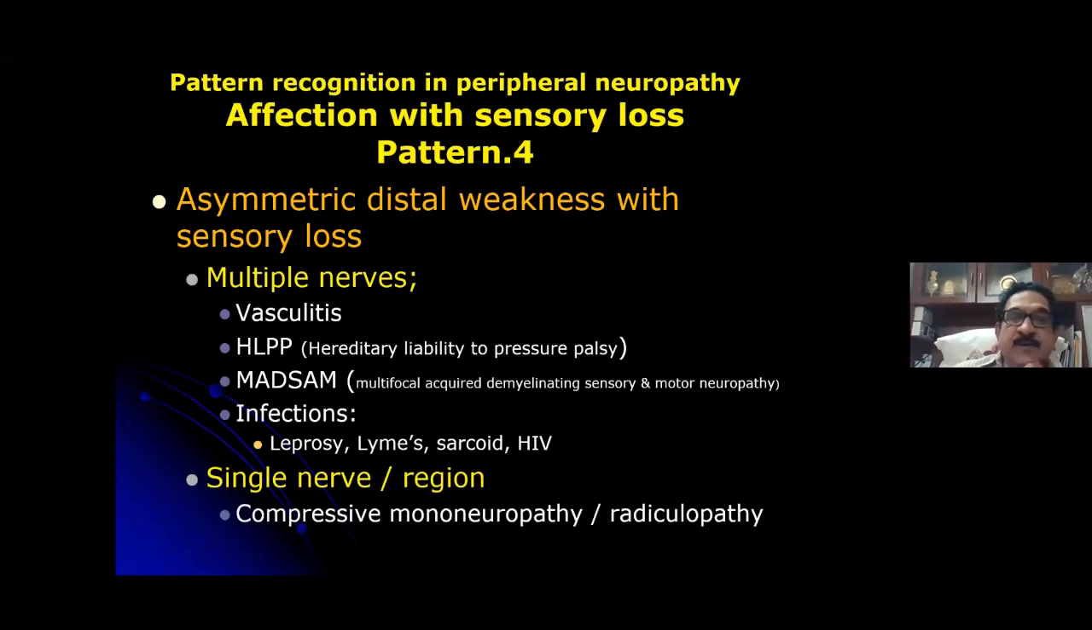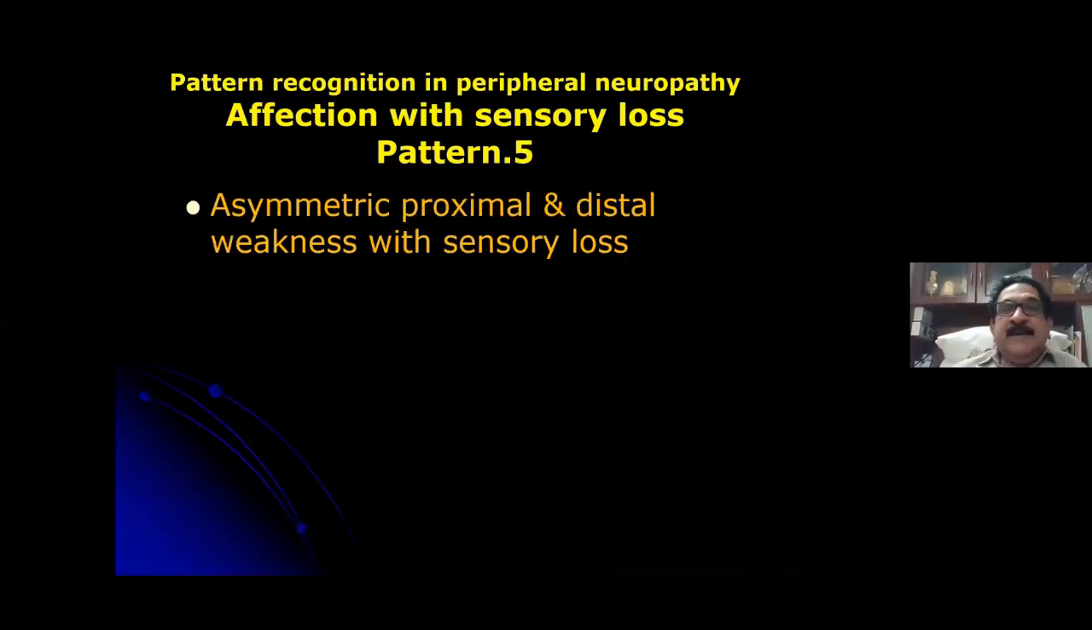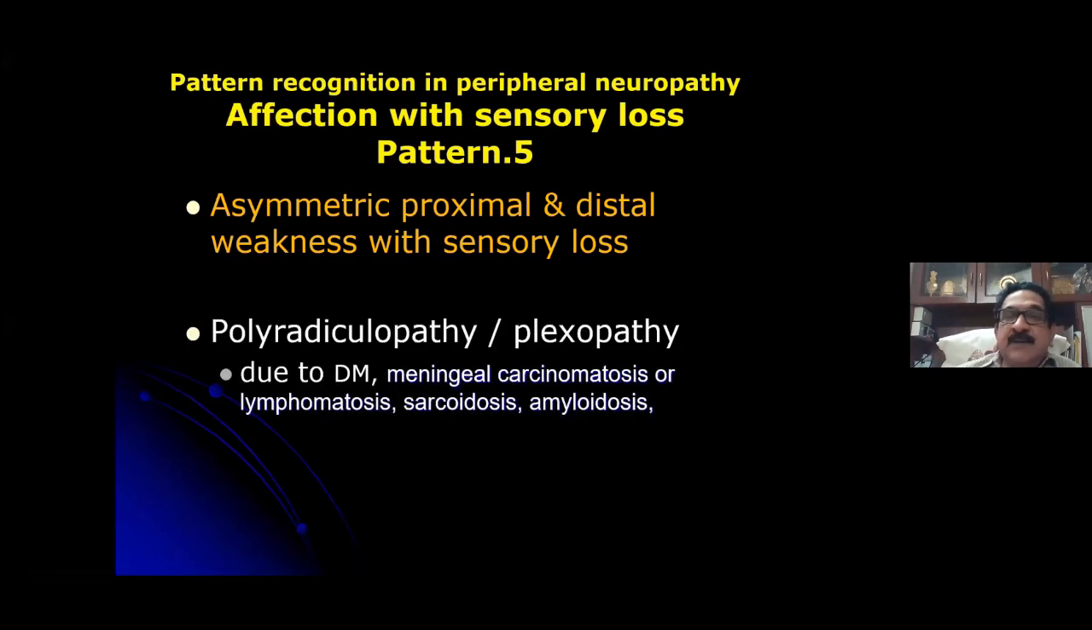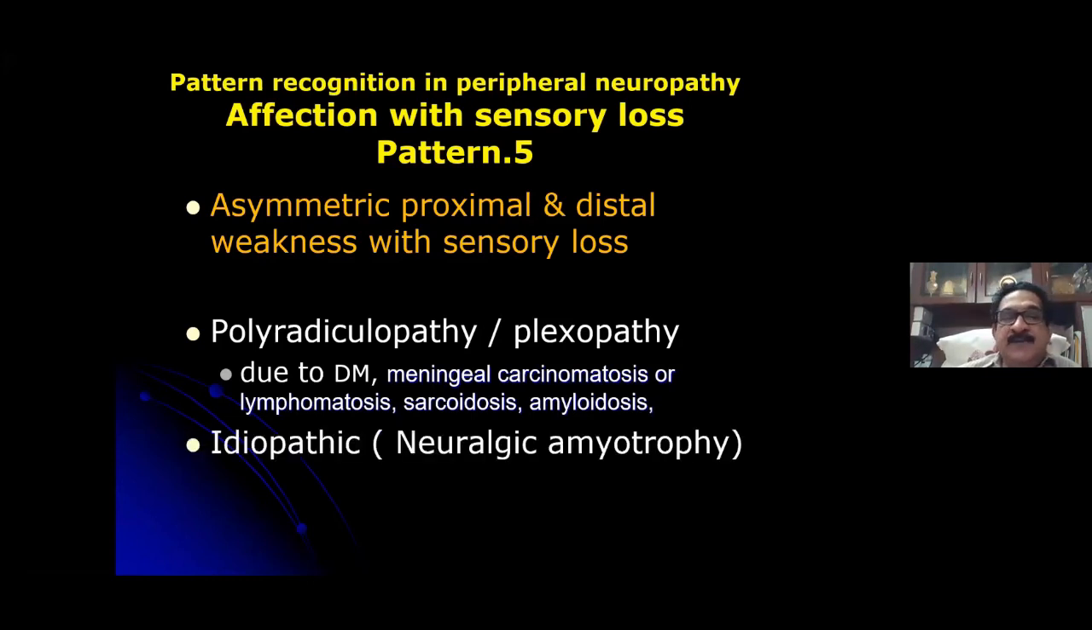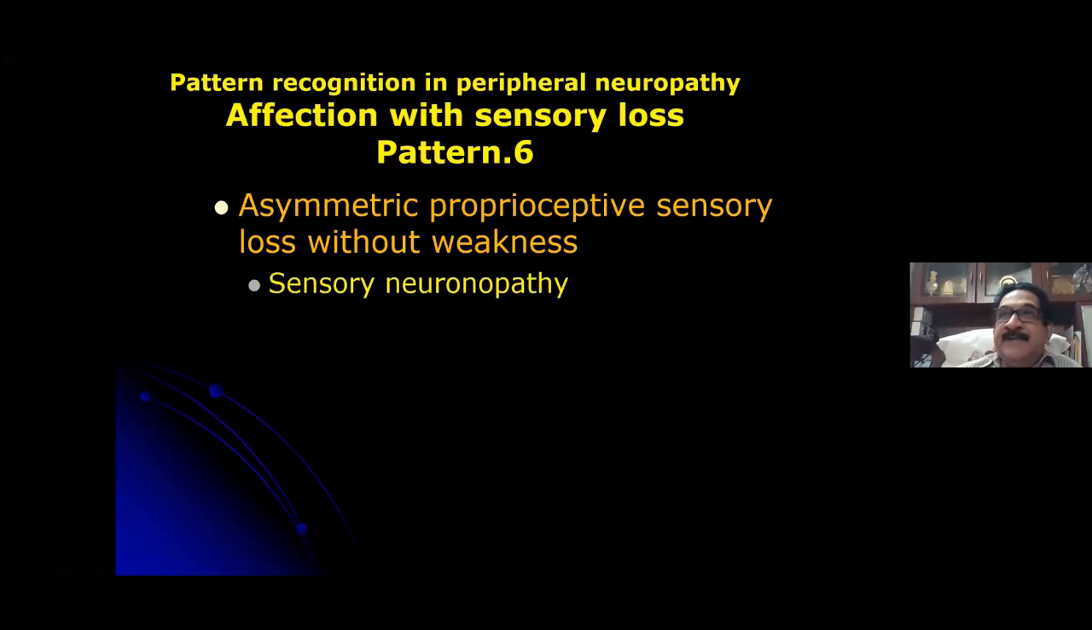For single nerve involvement, think of compressive mononeuropathy and radiculopathy. Then asymmetrical proximal and distal weakness with sensory loss: think of polyradiculopathy and plexopathy due to diabetic amyotrophy, meningeal carcinomatosis, lymphomatosis, sarcoid, amyloidosis. If idiopathic, think of neuralgic amyotrophy. And hereditary means hereditary liability to pressure palsy. Then the pattern.